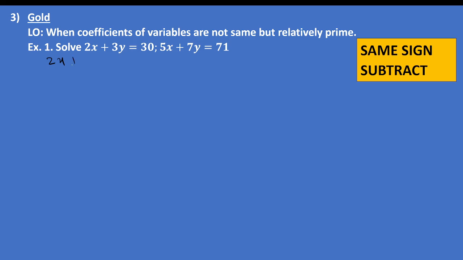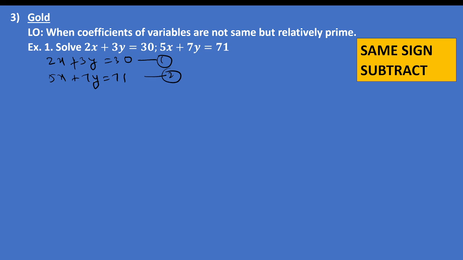First equation is 2x plus 3y equals to 30. Second equation is 5x plus 7y equals to 71. This is equation number 2. Now here 2 and 5 both are what? Both are relatively prime to each other. Okay, and again this 3 and 7, they are also relatively prime.